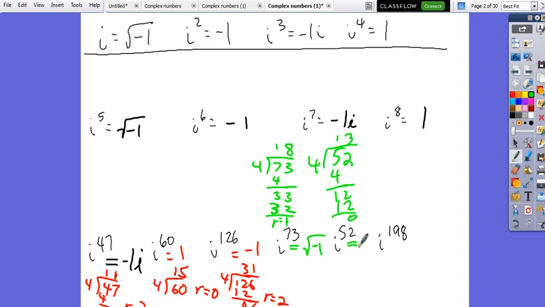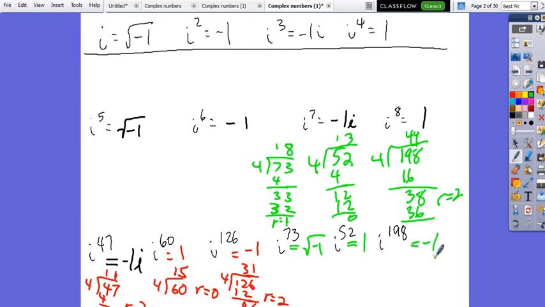Okay? And the last one. What do you do? 4 times 4 is 16, and you have 38 left. And then 4 times 9 is 36. And you got a remainder of 2, so it's -1. Outstanding. There you go.